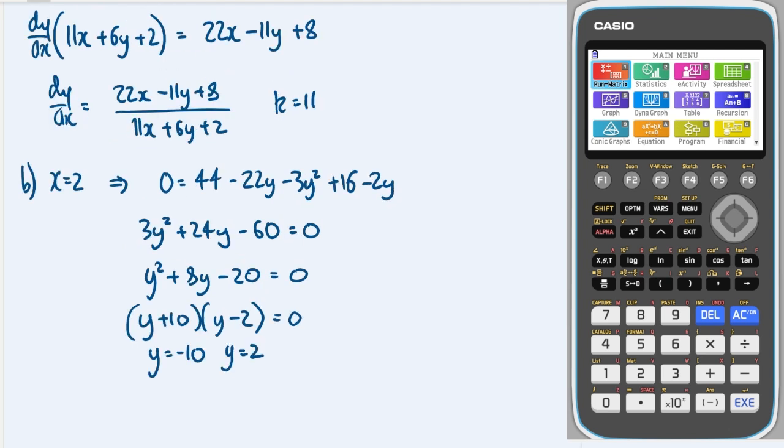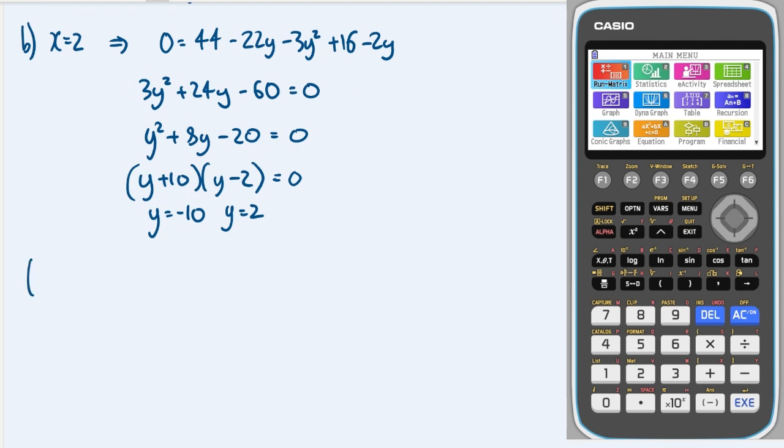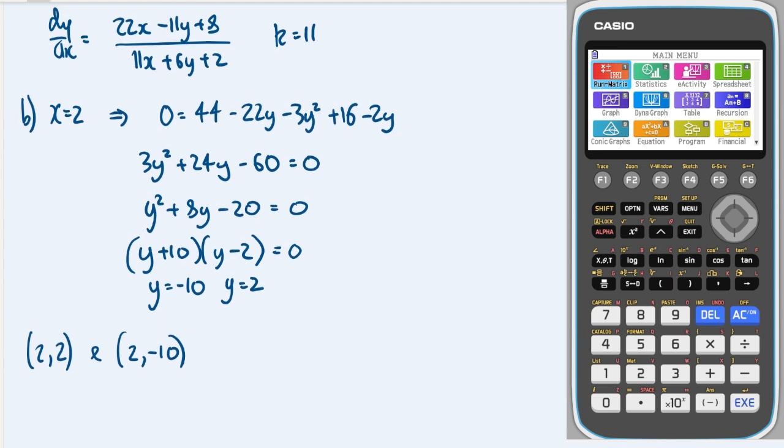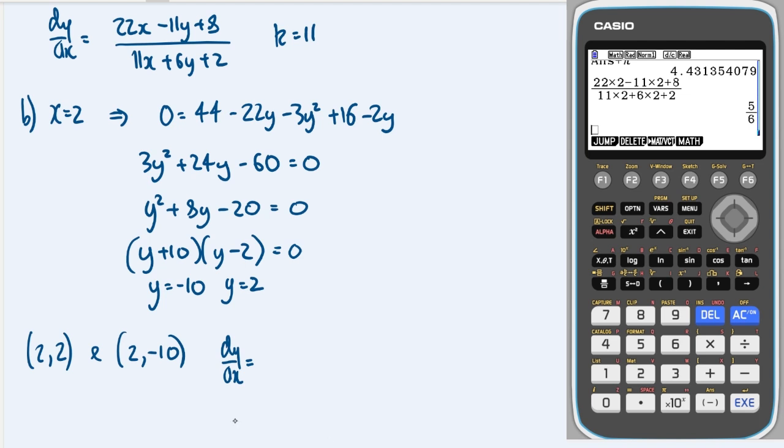Okay, so that gives us two coordinates. It gives us x equals 2, y equals 2, and x equals 2, y equals minus 10. So we're going to need to sub those into dy/dx, which is not going to be fun. I'm going to do it on my calculator and I'm going to speed it up. Okay, there's the first one, me subbing in 2, 2, and that gave me 5 over 6. And there's the second one, which gave me dy/dx is equal to minus 9 over 2.